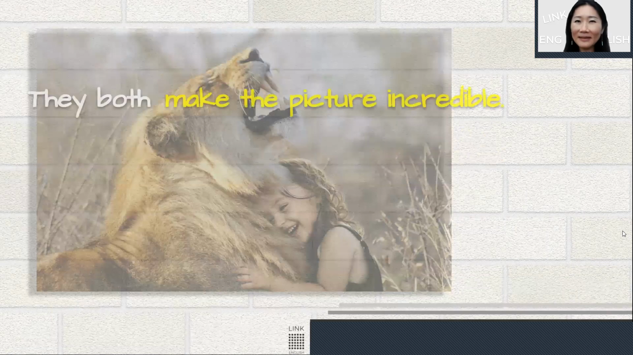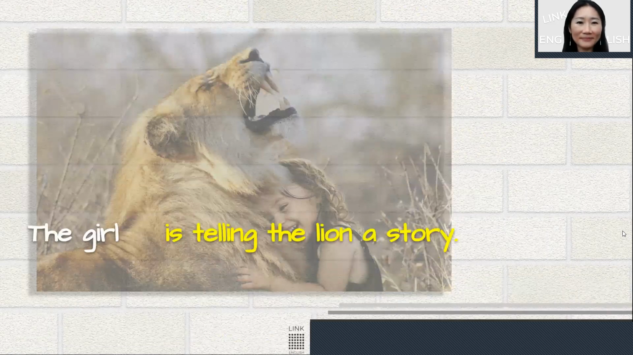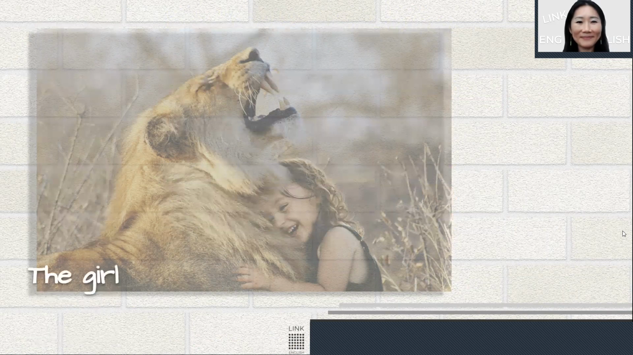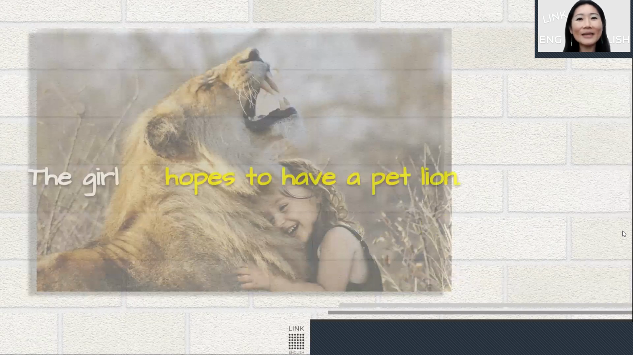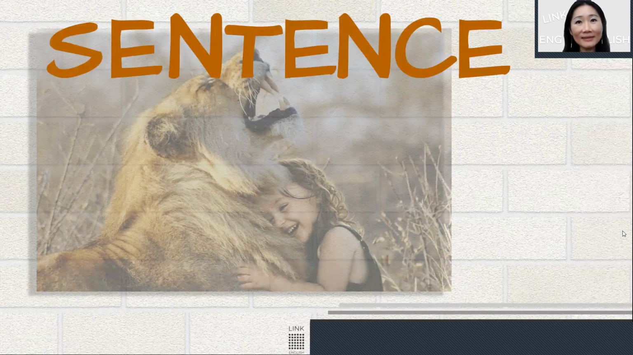They both make the picture incredible. The girl is telling the lion a story. Kids love doing that, right? The girl hopes to have a pet lion. Wow. You can see we have used a couple of sentences to describe this picture.